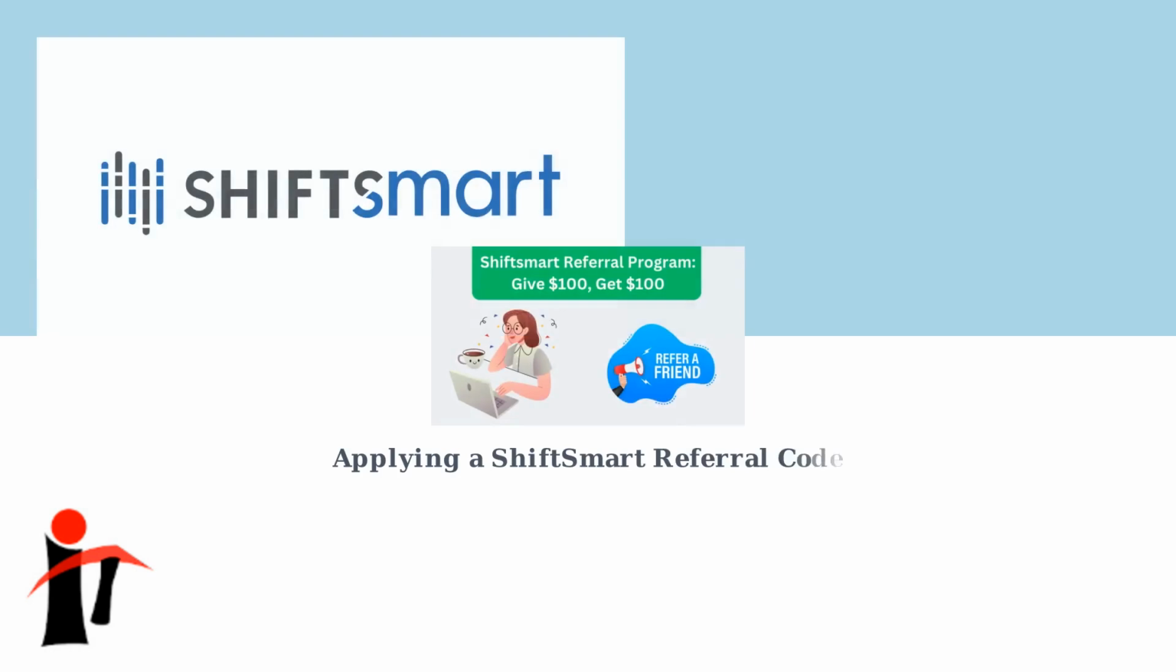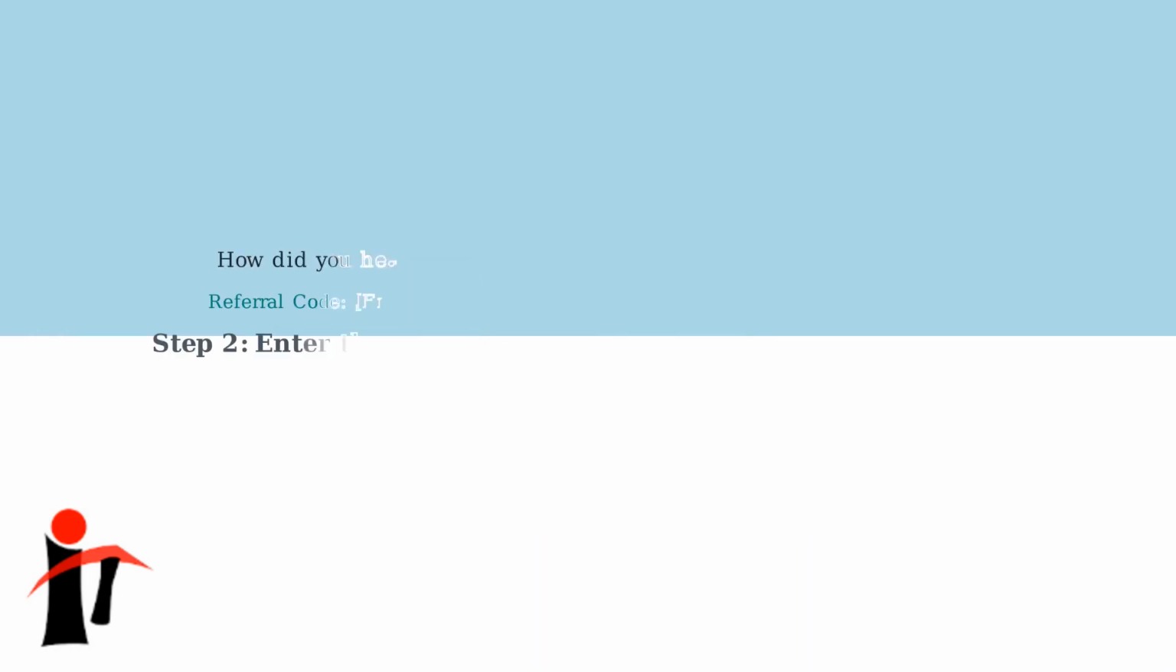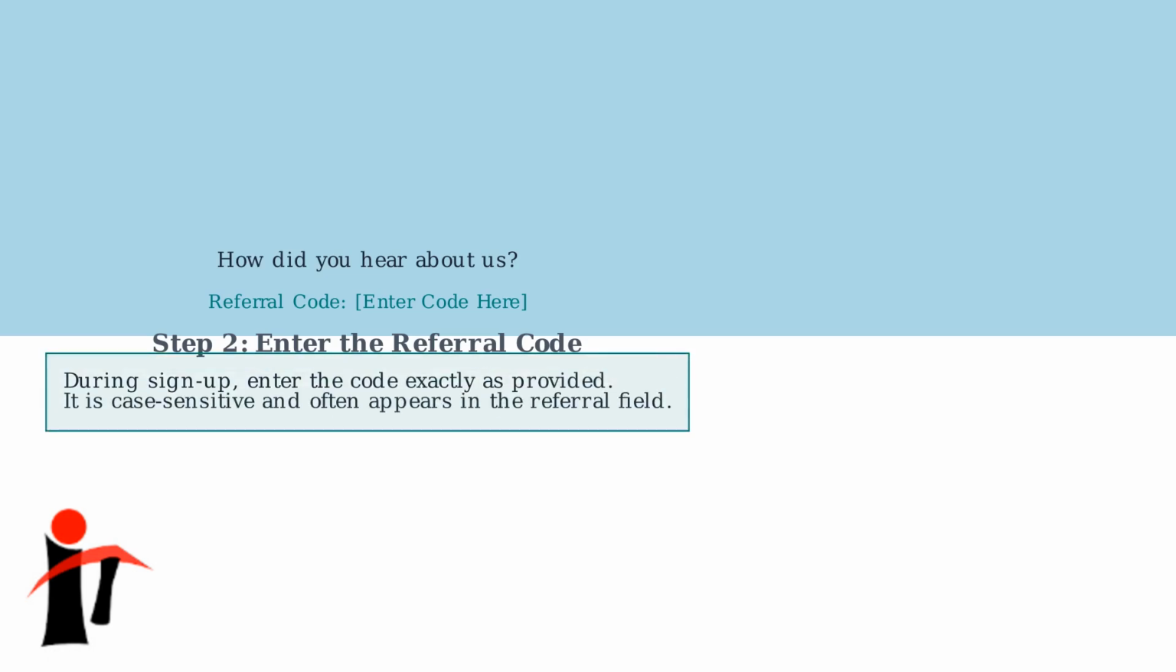Applying a Shiftsmart referral code is simple when signing up for the platform. First, download the Shiftsmart app and create a new account. During the sign-up process, there will be a prompt to enter a referral code, often in the How did you hear about us or referral field. Enter the code exactly as provided, as it is case sensitive.